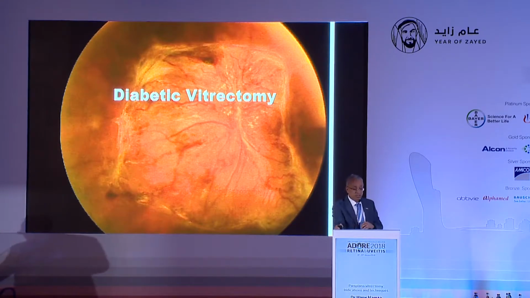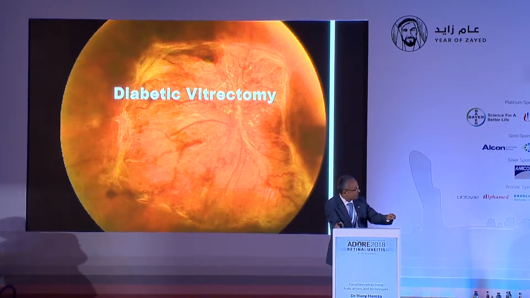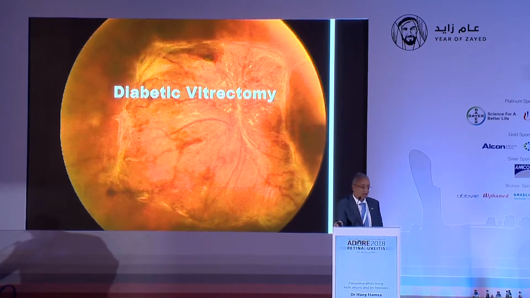Now, the next important indication is diabetic vitrectomy. By the way, I have 15 minutes, not 9, because they started the counter wrong.